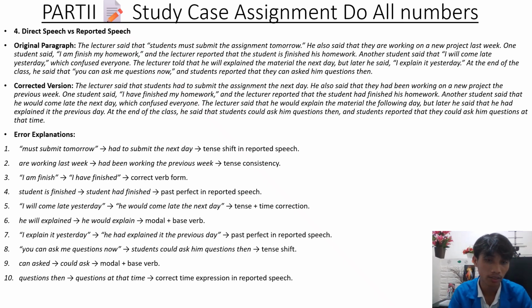7. I explained it yesterday, change to he had explained it the previous day. Past perfect in reported speech. 8. You can ask me questions now, change to students could ask him questions then. Tense shift. 9. Can ask, could ask. Modal plus base verb. Questions then, change to questions at the time. Correct time expression in reported speech.